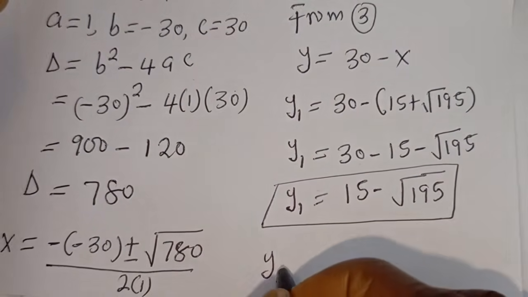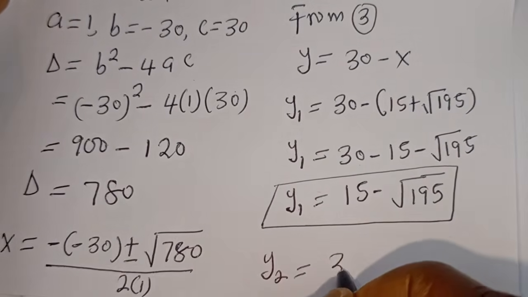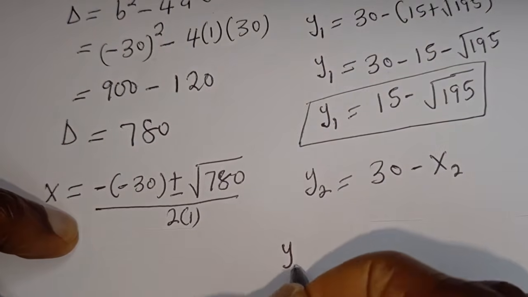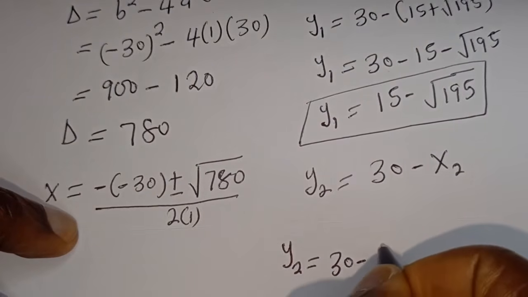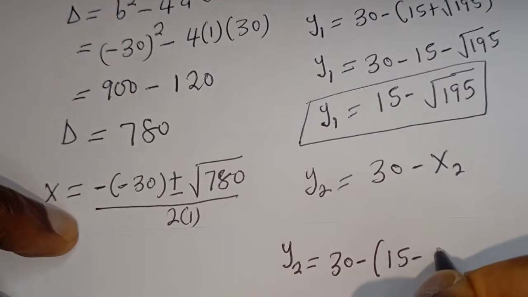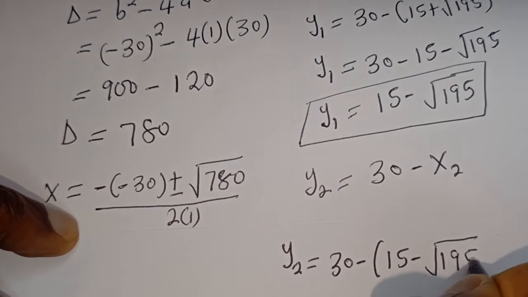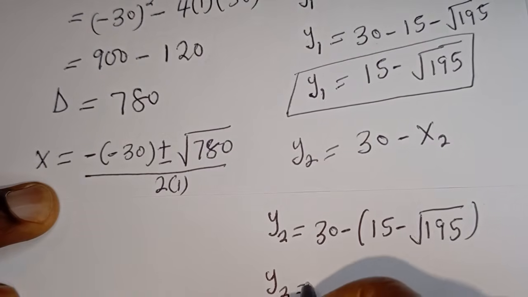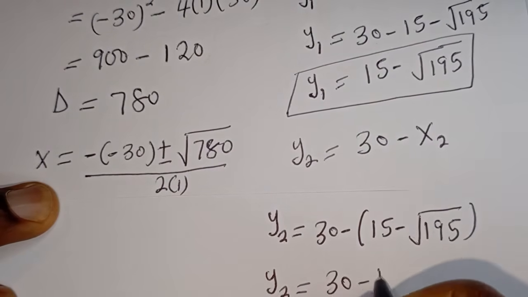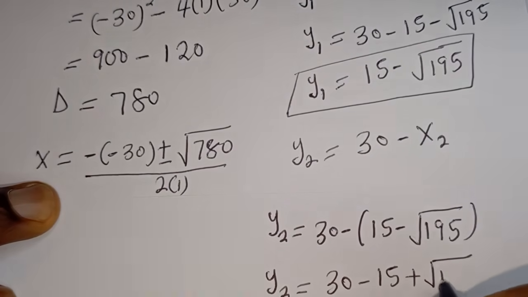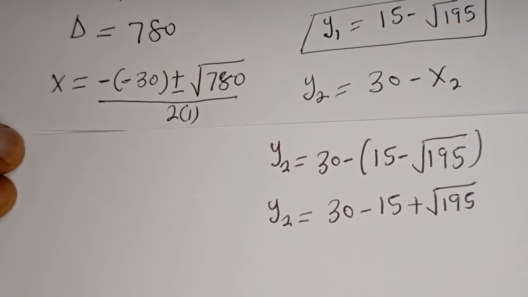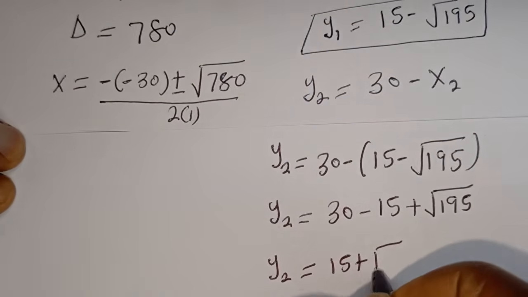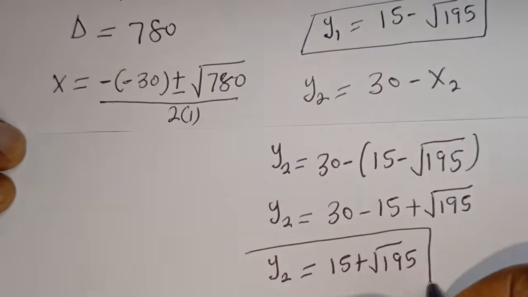Also, y2 is equal to 30 minus x2. Then y2 will be equal to 30 minus x2, which is 15 minus square root of 195. y2 is equal to 30 minus 15 plus square root of 195. y2 will be equal to 15 plus square root of 195. This is the value of y2.